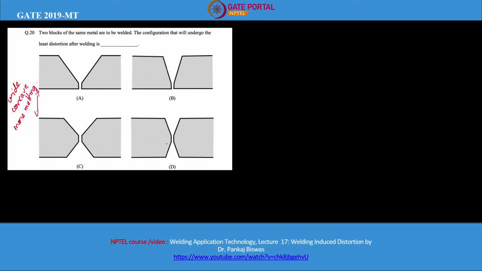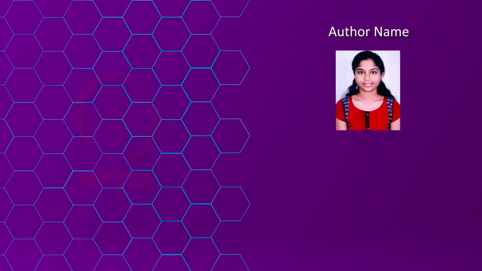And between these two, the melting is going to be less, but in the double V-groove configuration, the space for heat transfer is going to be large. First the melting will start here and the heat transfer will happen, and then it moves towards the end and the heat transfer is going to happen. So option D is going to have the least distortion. So option D is the correct answer.